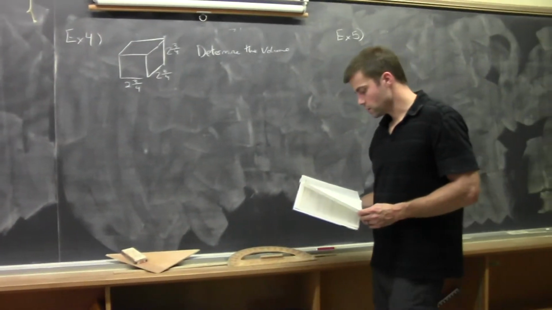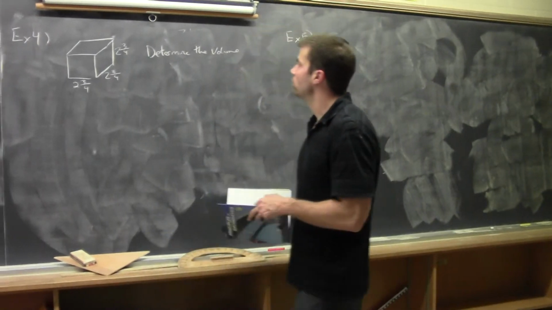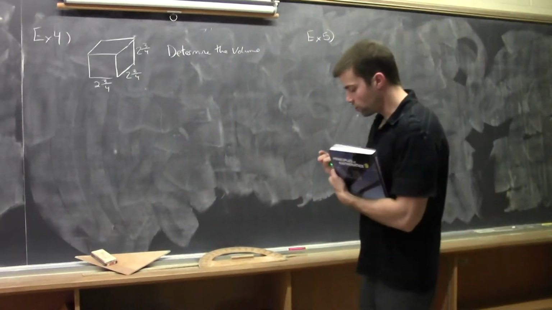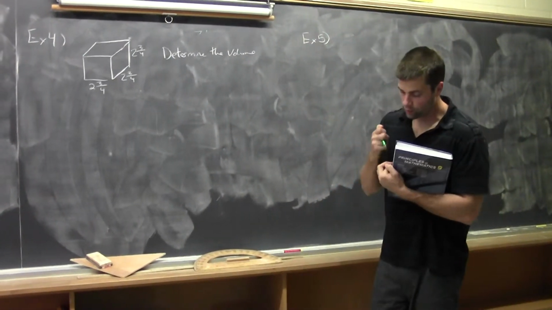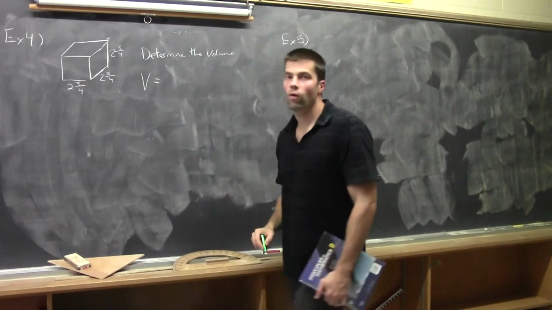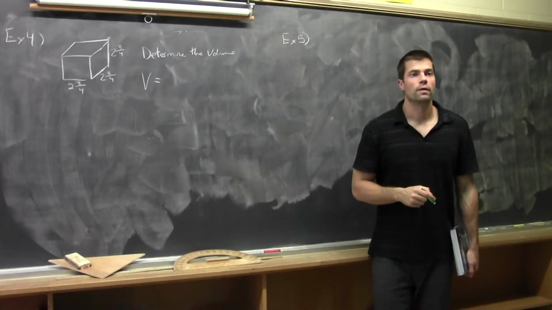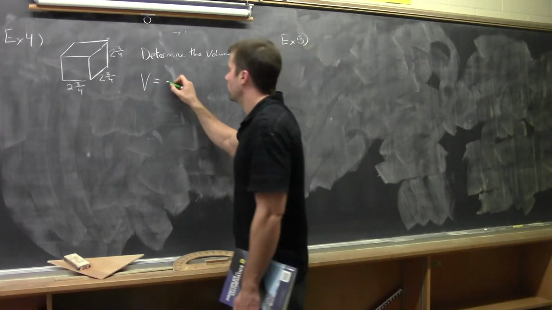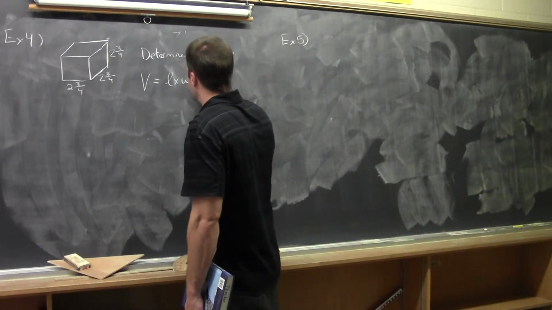So the next question says, determine the volume of this cube. So we know the equation for volume of a cube is what? We know that volume is equal to what? Michael. Length times width times height. Good. Length times width times height.